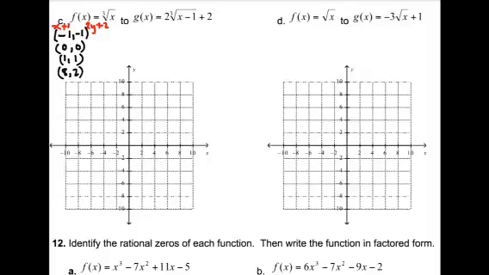So let me get the points like this. So -1 plus 1 is 0. 2 times -1 is -2, plus 2 is 0. 0 plus 1 is 1. And then this gives you 2. 1 plus 1 is 2. 2 times 1 is 2, plus 2 is 4. 8 plus 1 is 9. 2 times 2 is 4. 4 plus 2 is 6. So this is what we're going to plot.